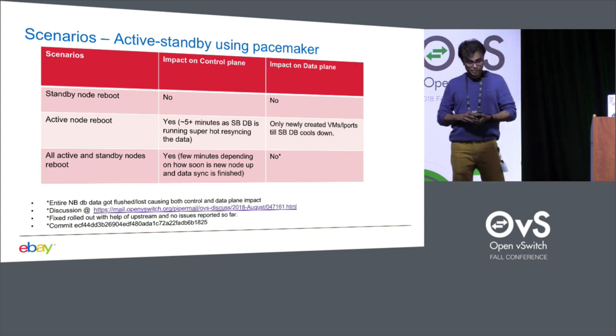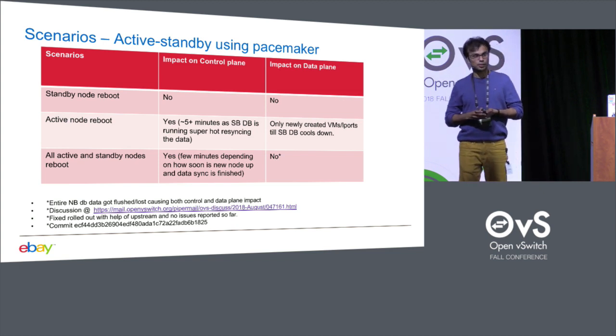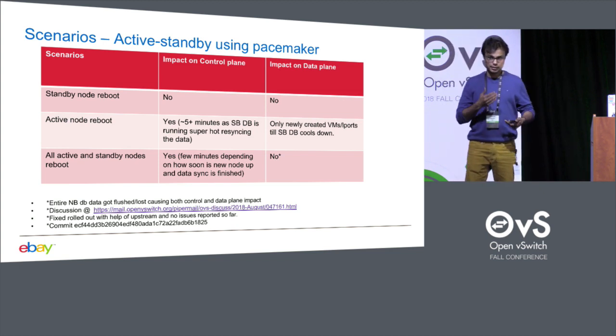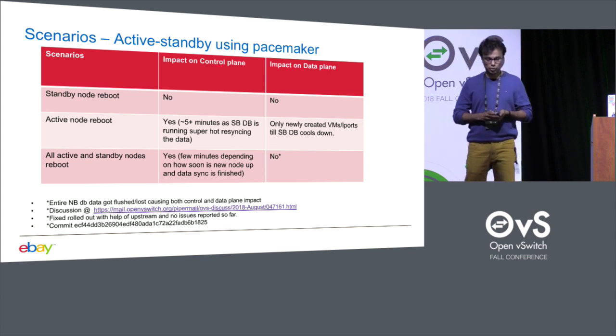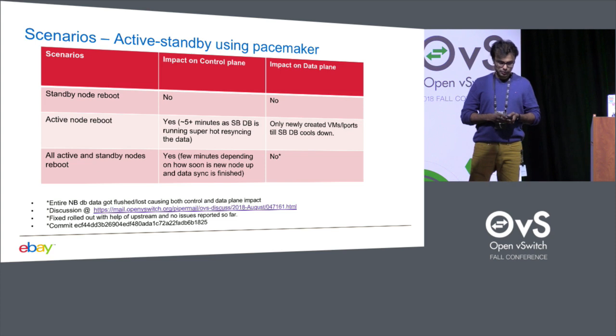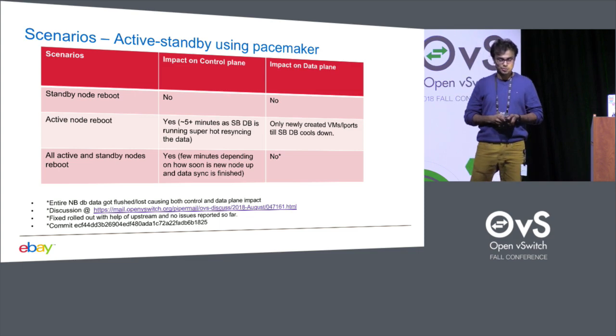So we raised this issue with the community, and the issue was fixed. Thanks to the community for this. We ran this whole reboot scenario again, and we saw no more issues. So that was one of the good fixes, because you see all of your VMs are gone from the northbound. That was a disaster scenario.